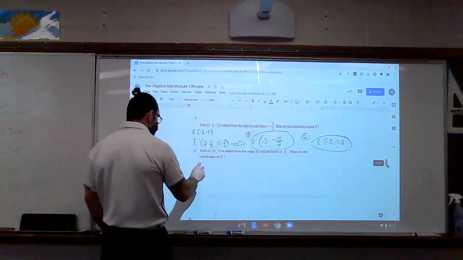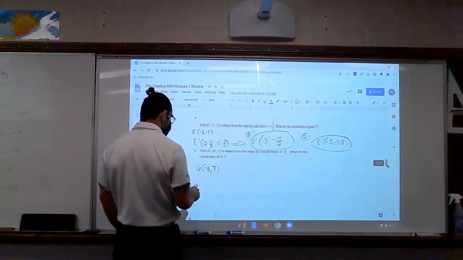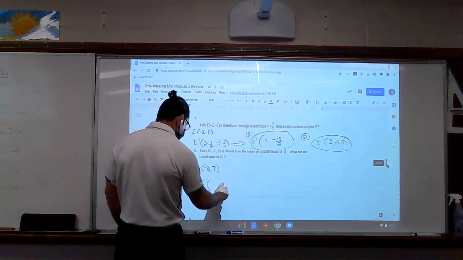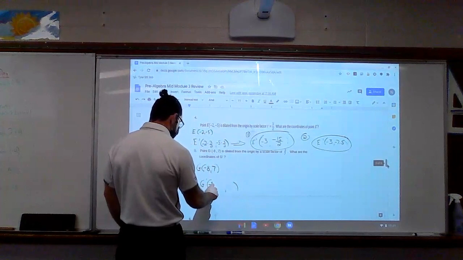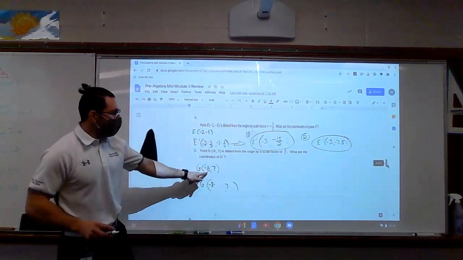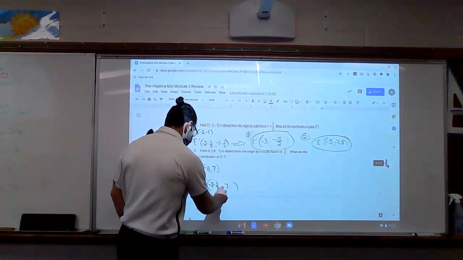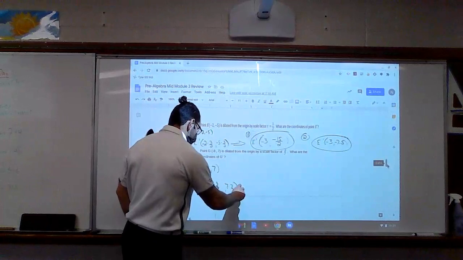Number 5, G is -8, 7. So for G prime, we keep -8 and we multiply it. We keep 7 and we multiply it. Pre-image times the scale factor gives me the image. So I'm multiplying these by 3/7.